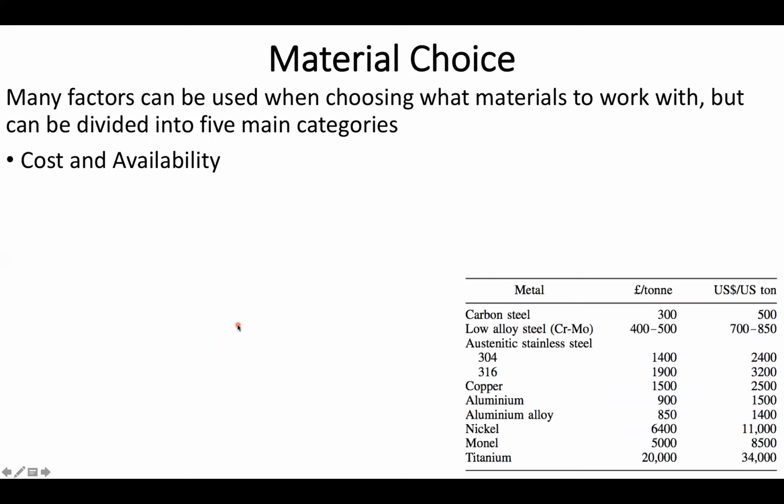The first of which is going to be the cost and the availability. So as we've seen before, a lot of higher end materials are going to end up costing more. And it turns out that you simply may not be able to get any type of piece of equipment in any type of material. For example, I just might not be able to find a titanium heat exchanger.